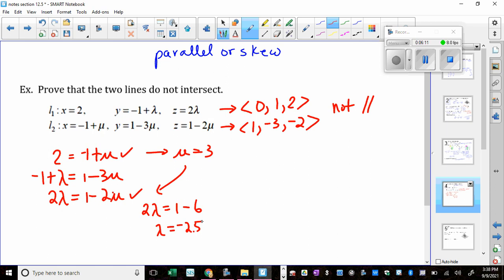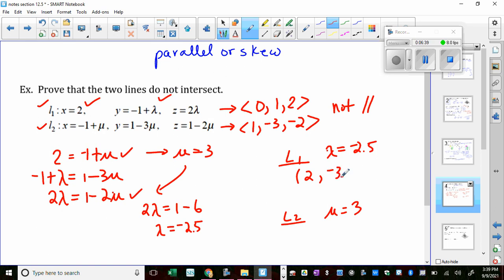All right, so let's test out line 1. In line 1, we're going to be using lambda, so lambda has to equal -2.5. And in line 2, we're going to be using mu equal to 3. So in line 1, lambda is -2.5. The point I would get: this 2 doesn't change, so that's still 2. -2.5 right here means I would have -3.5. And -2.5 right here means I would have -5. Then for mu equals 3 right here, I would get 2.